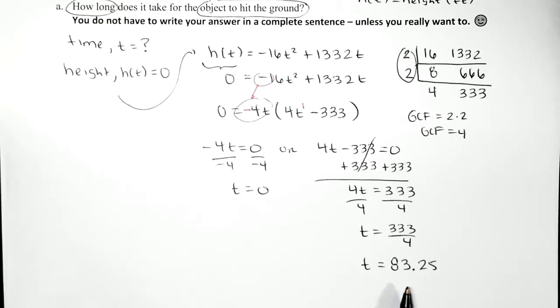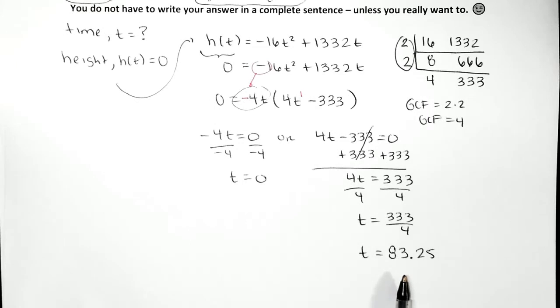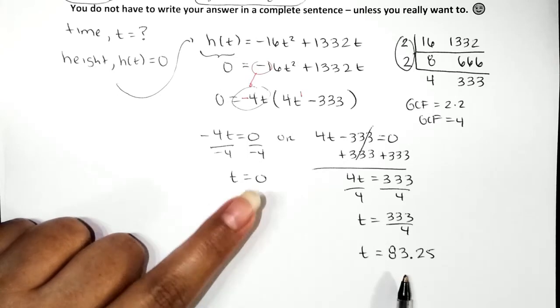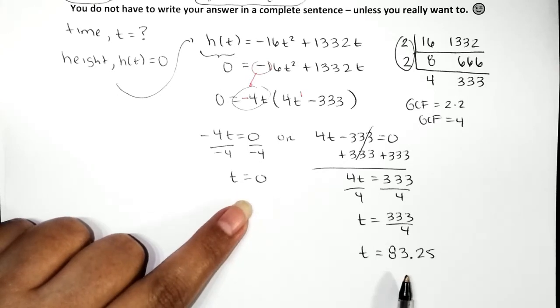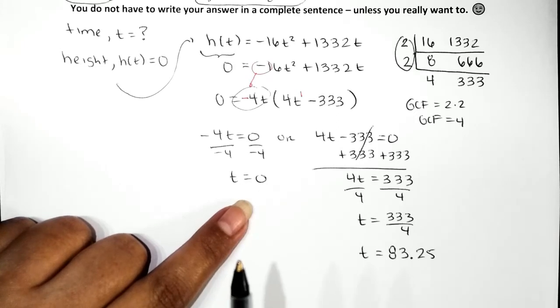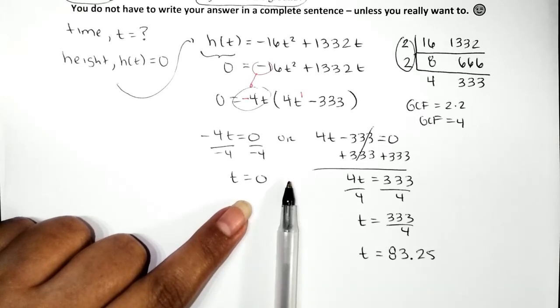Let me tell you why we have 2 solutions. The first answer, t equals 0, means that the time hasn't passed, so the object hasn't left the ground. But actually after we toss it in the air, it's going to take exactly 83.25 seconds to hit the ground.